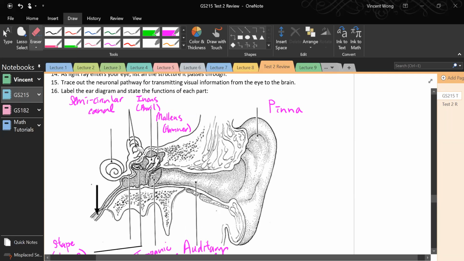Okay, they are responsible for detecting head movements. Last class, we talked about doing the pirouette, the cartwheel, and the somersault, and it stimulates different parts of the semicircular canal. This here is the cochlea.